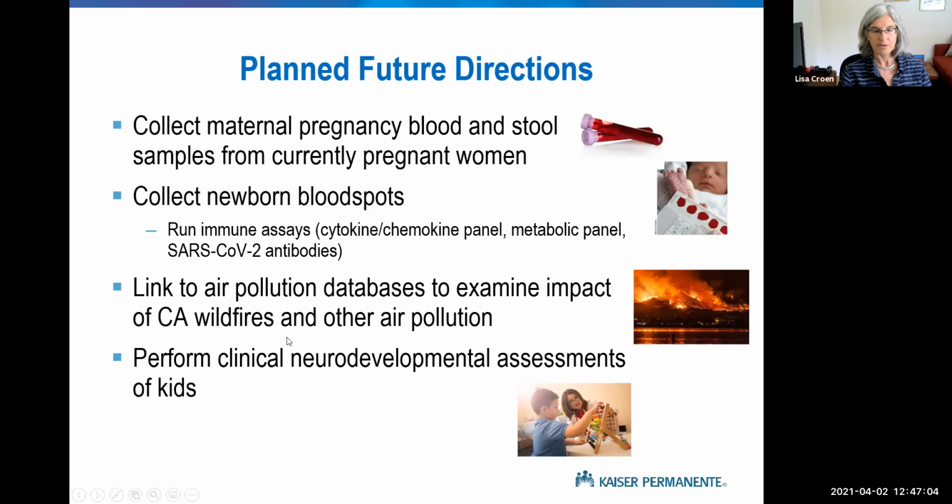And then we are very interested in linking to the air pollution databases to look at air pollution, and then also specifically examine the impact of the wildfire exposures during the pandemic, and that happened. And then we'll be able to follow the kids up and hopefully in the future bring them in for other neurodevelopmental assessments or do some parent-reported measures on these kids that might pick up more subtle or some other outcomes that we can't get from our medical records. So that's planned, not funded yet, but planned.